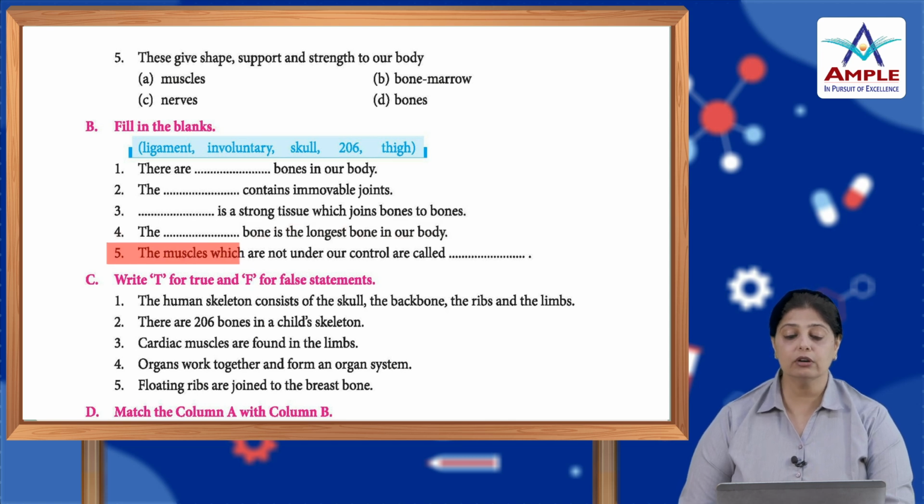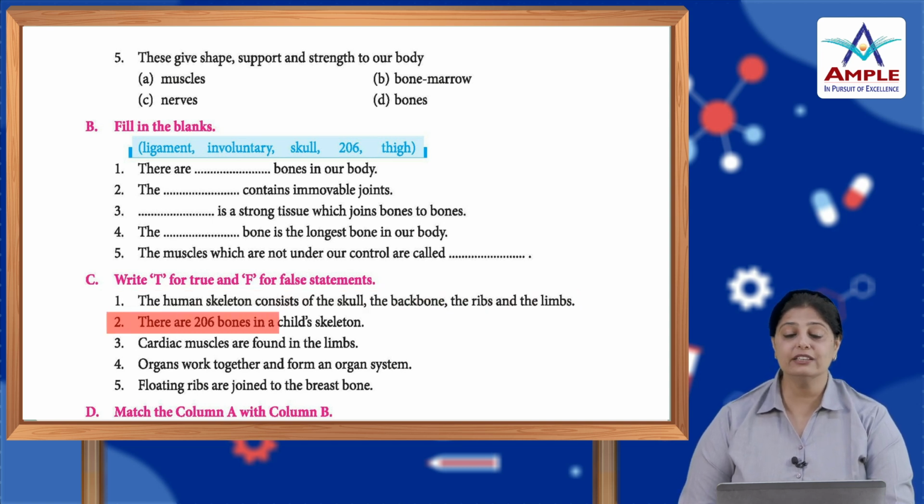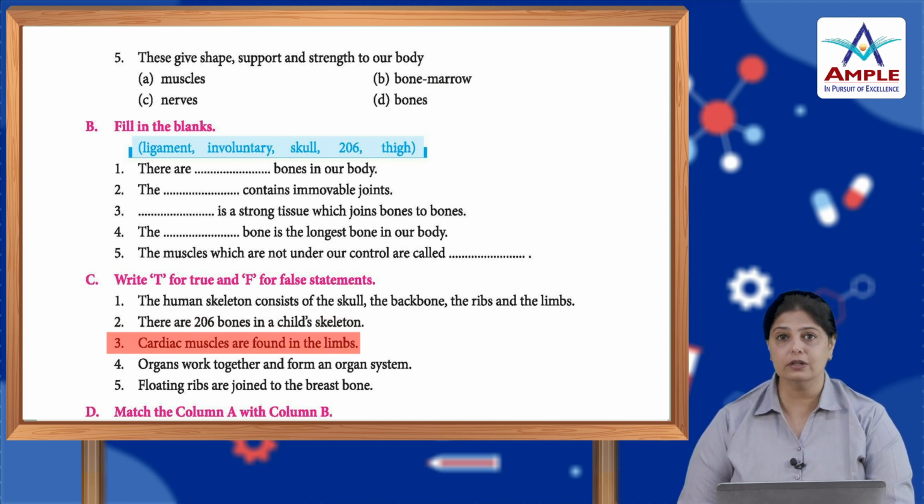The muscles which are not under our control are called involuntary muscles. Now, true or false? The human skeleton consists of the skull, backbone, ribs and the limbs. Absolutely true. There are 206 bones in a child's skeleton. False. There are 350. In an adult it is 206. Cardiac muscles are found in the limbs. False. They are in the heart.